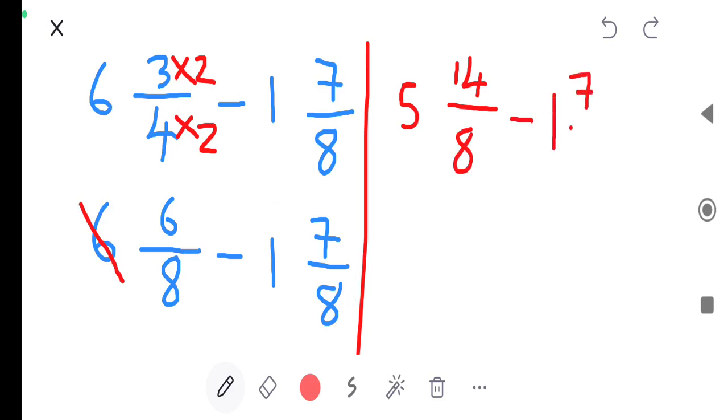Then you can now go ahead and subtract the whole numbers. You do 5 minus 1, that gives you 4. Subtract the numerator, 14 minus 7, that gives you 7 over, write only one denominator, which is 8. It's as simple as that.